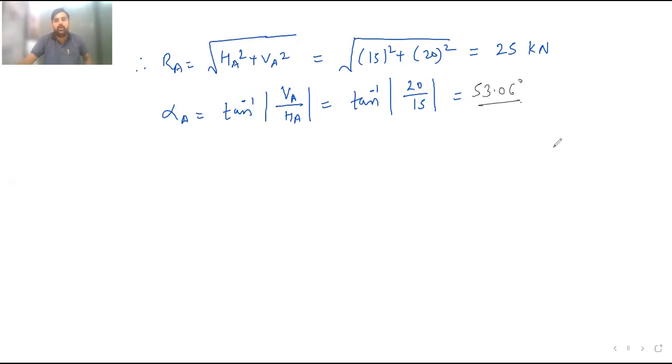Okay, so this answer, it is 53.13 degree.